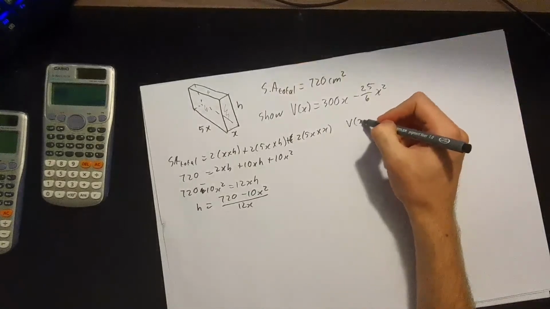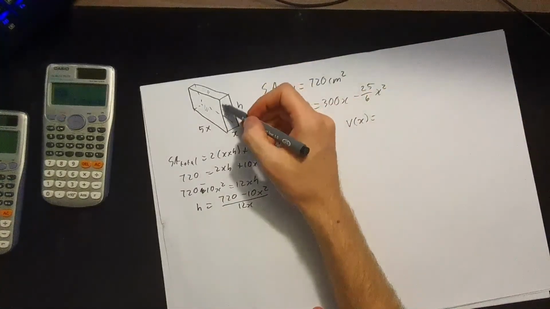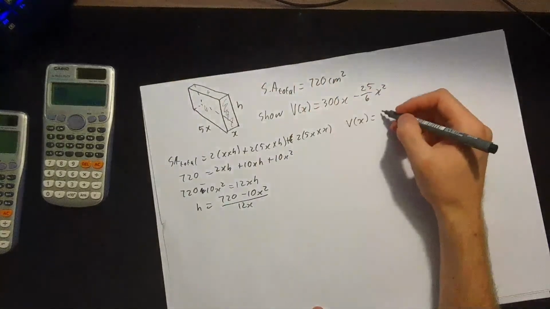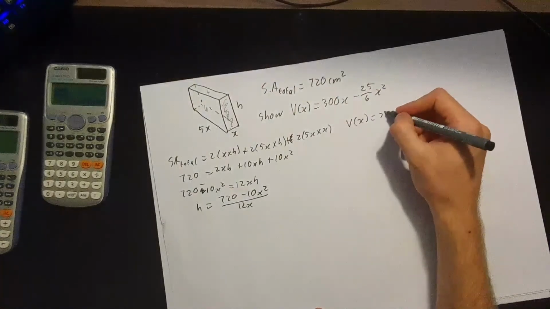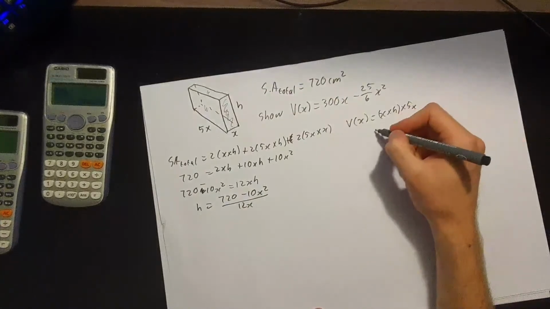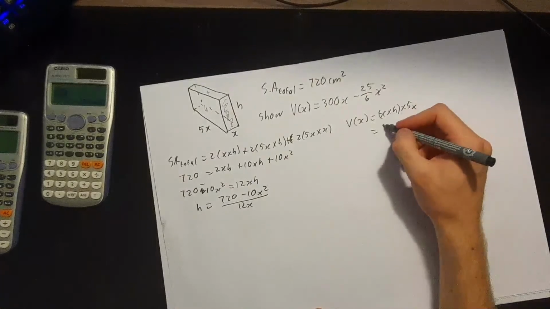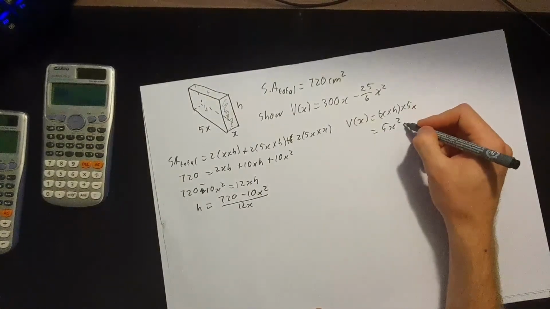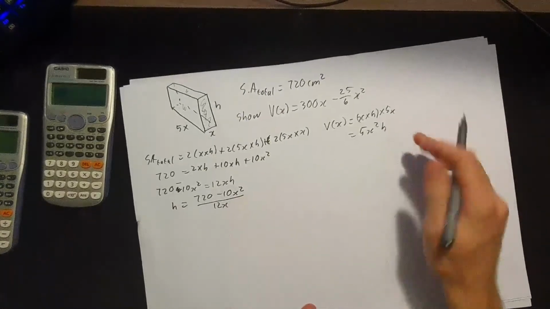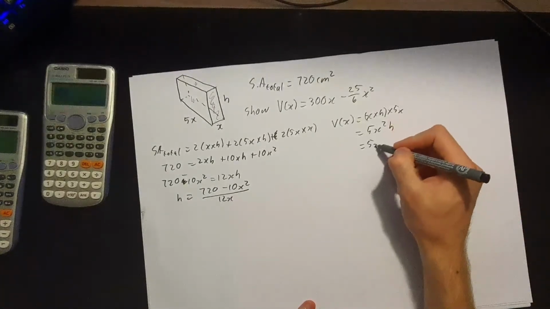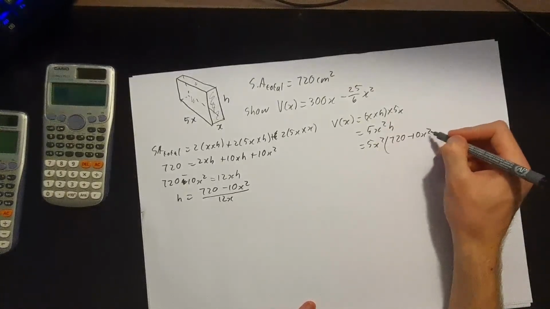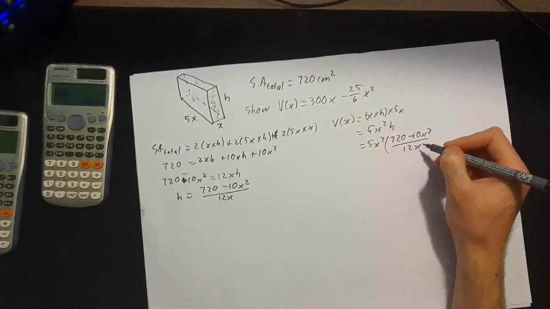Now that we have that, we can sort out the volume. V of x is just going to equal the base times the height. This is lying on its side, so it's going to be x times h times 5x, which is 5x squared h. Now we can substitute what h is in here, so we have 5x squared multiplied by 720 minus 10x squared all over 12x.